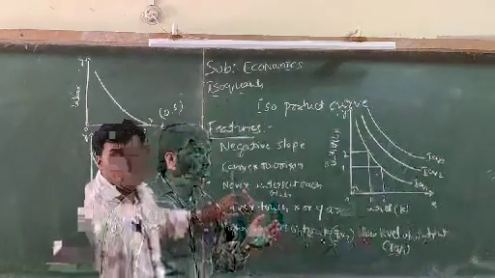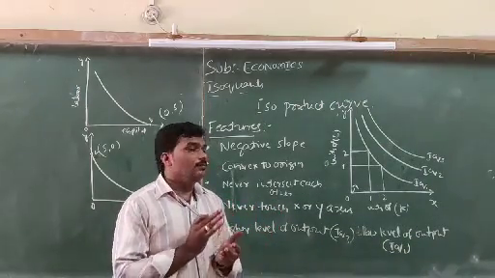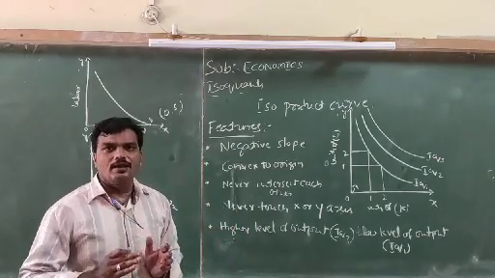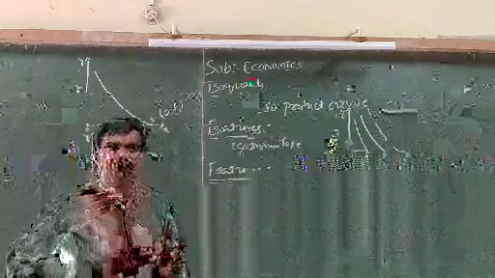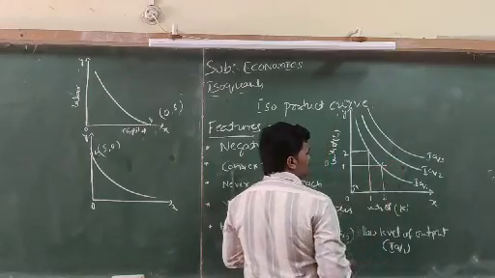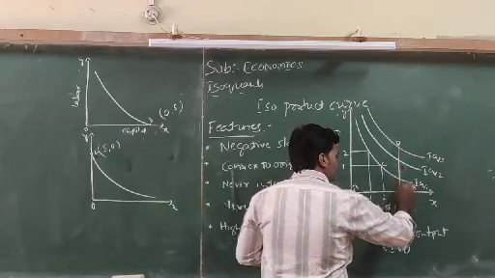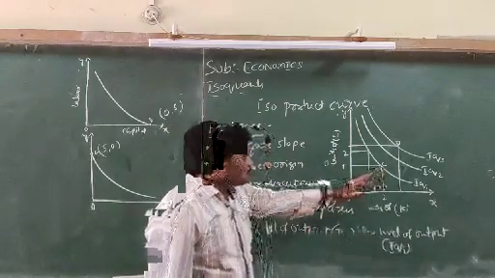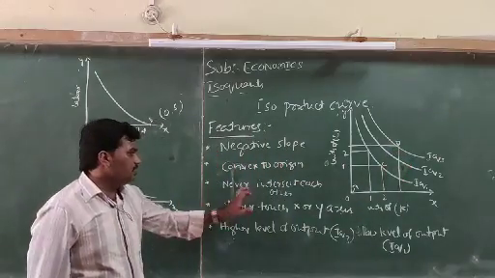That's why a particular combination of two inputs which lies on one isoquant represents the same level of satisfaction, which is different from another isoquant. For example, this is combination C, this is combination D. Observe here, this is another combination. So there is a difference between combination C and combination D. That's why they never intersect each other.